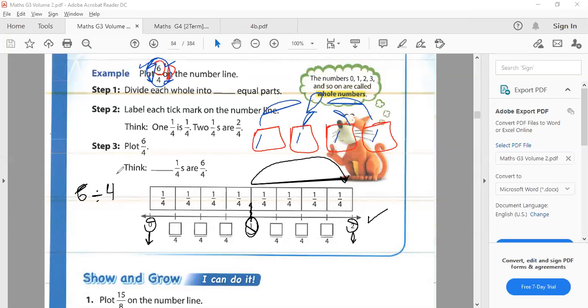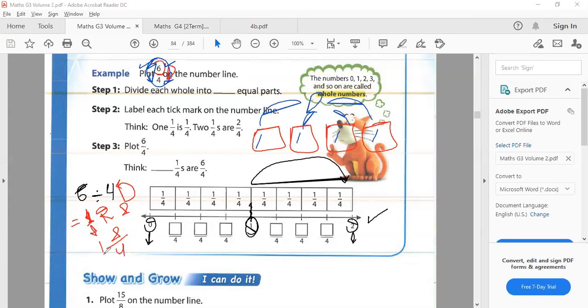Okay, so if you divide 6 by 4, each one will take 1, and you will have a remainder of 2. So this remainder will be 2 out of 4, which is 2 over 4. So it is just 1 and 2 over 4. Mainly we need it to be greater than 1.